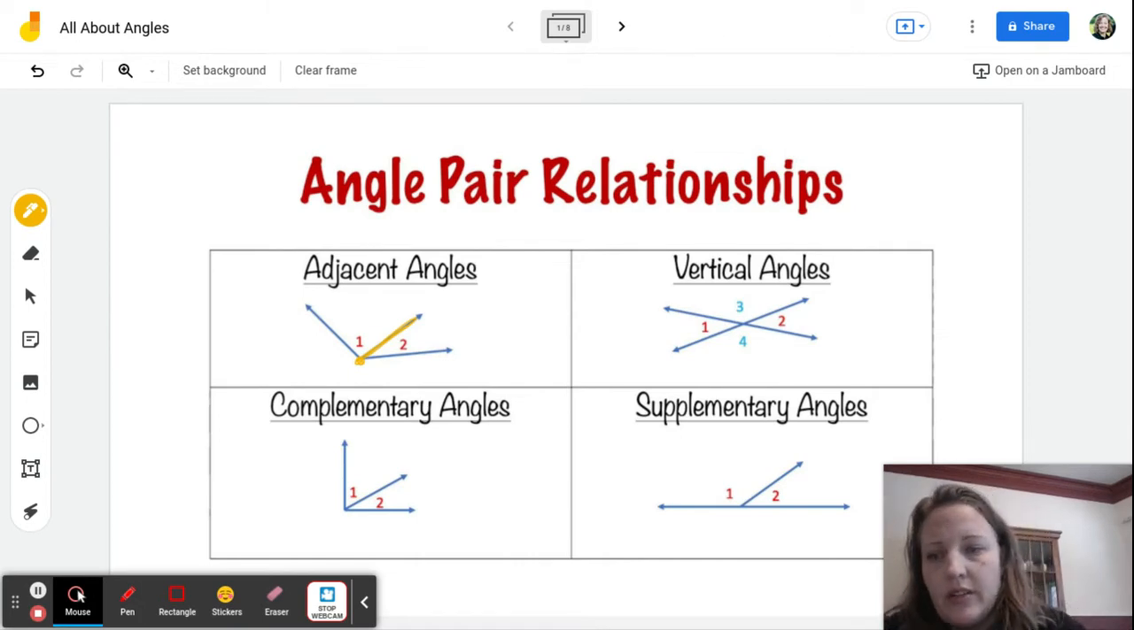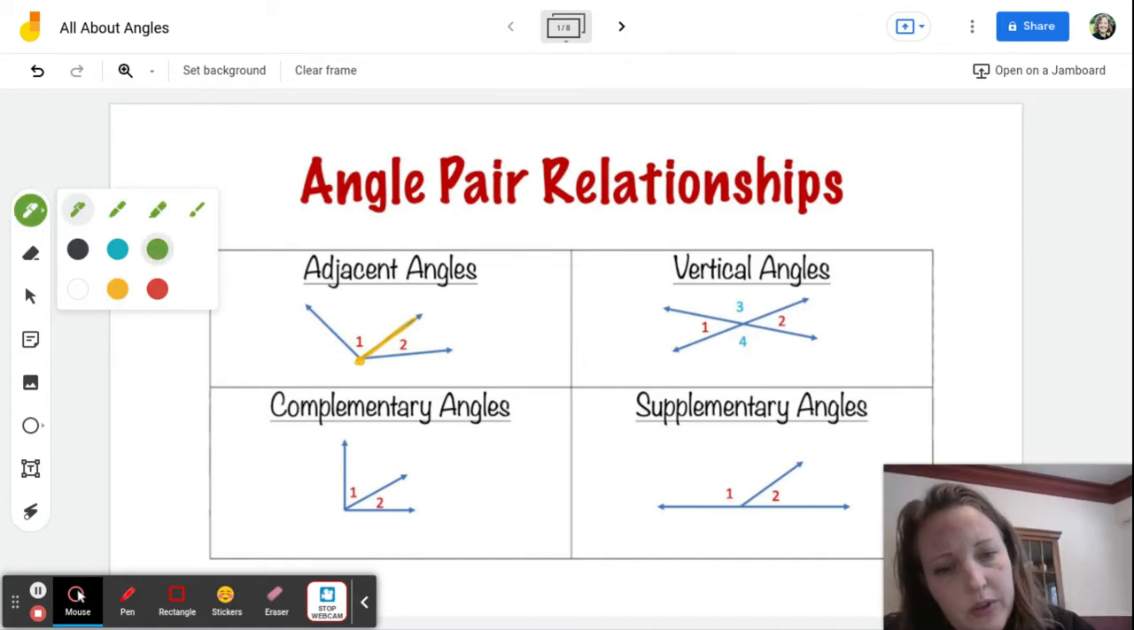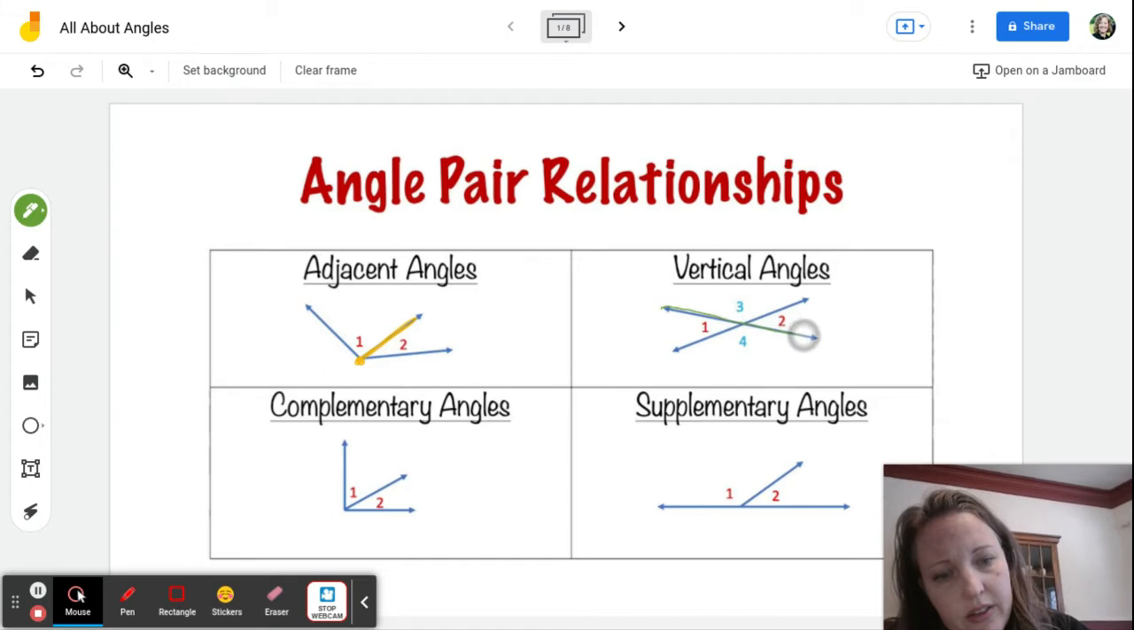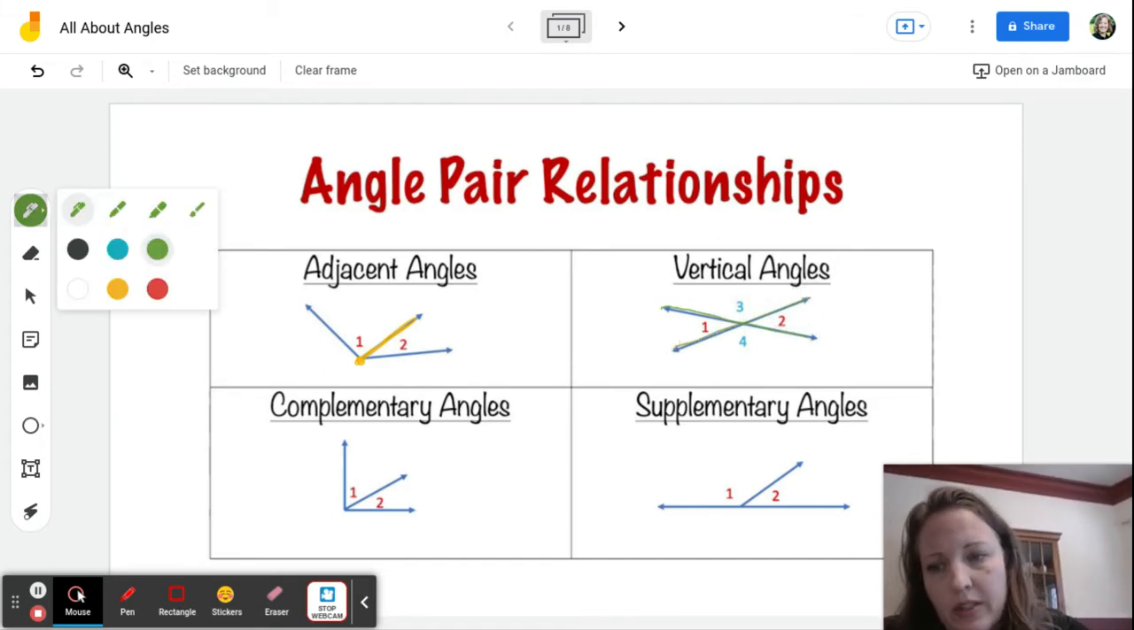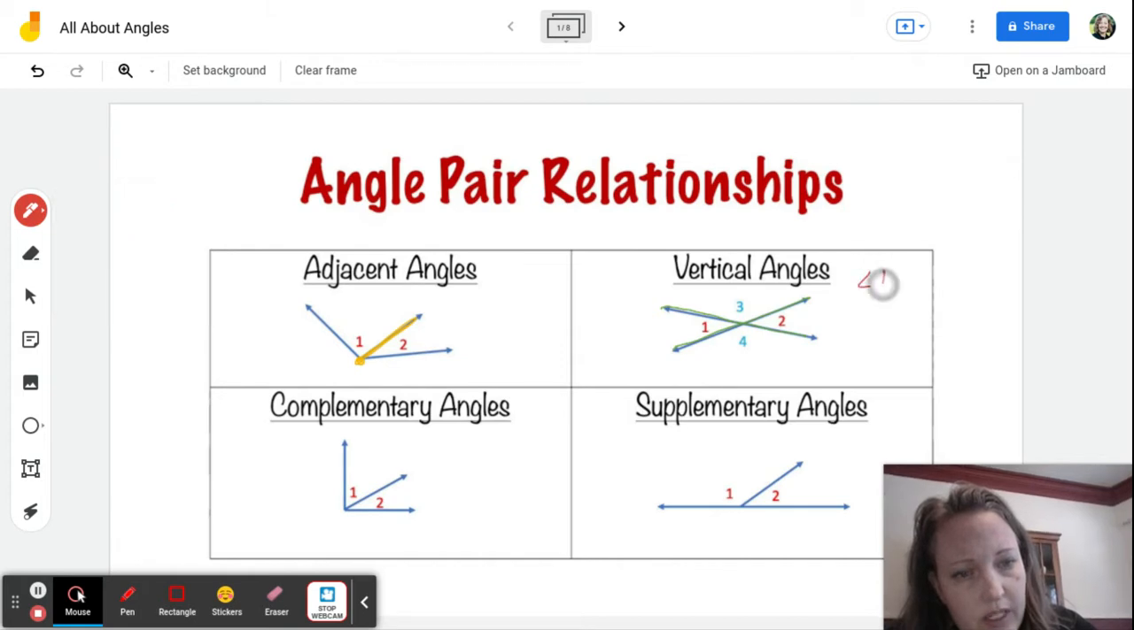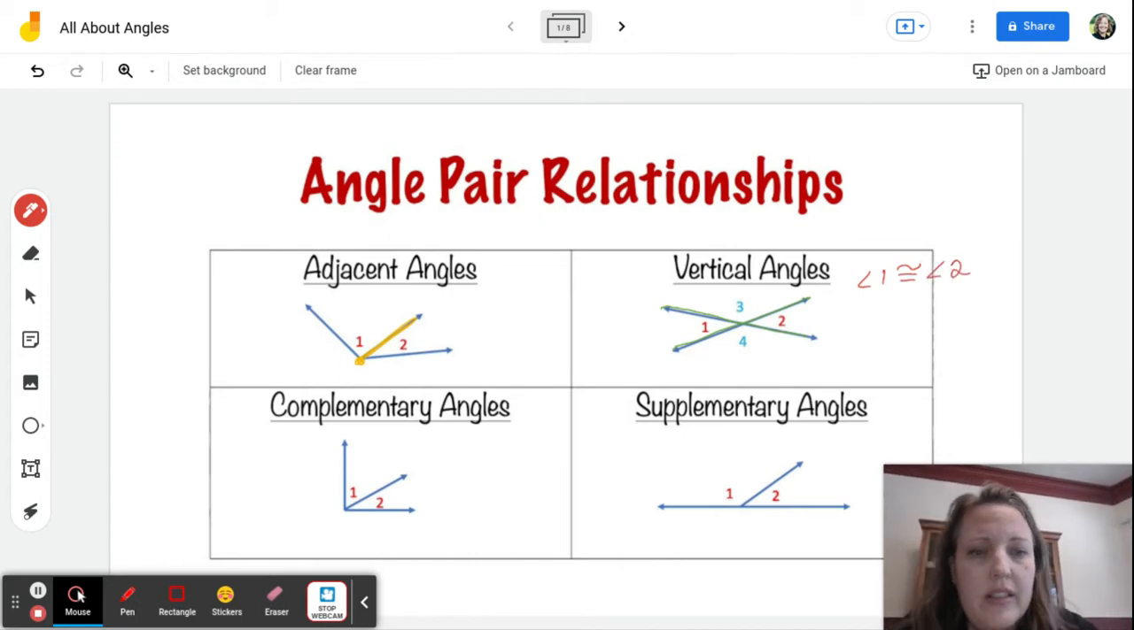Okay, vertical angles occur when two lines intersect. Okay, so this line and this line intersect. And when that happens, we create pairs of vertical angles. So angle 1 will be congruent to angle 2 because they are vertical angles. All right, because those two lines intersect, creating that.